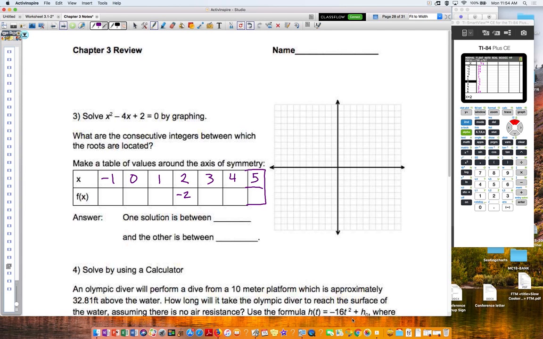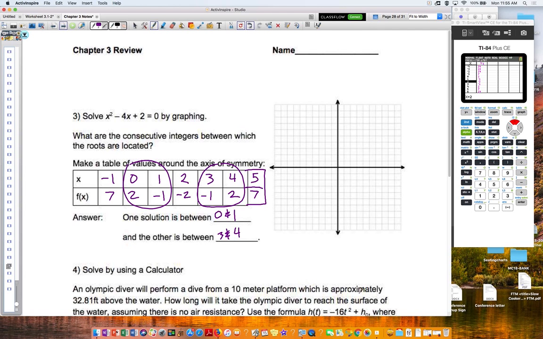So I'm going to copy the rest of the numbers here. So negative 1, 2, 7, negative 1, 2, 7. So what I can start to see is one solution, well, I'm looking at where 0 would be located. So it'd be somewhere in between here, between 0 and 1. The other solution then, as I saw, is between 3 and 4.